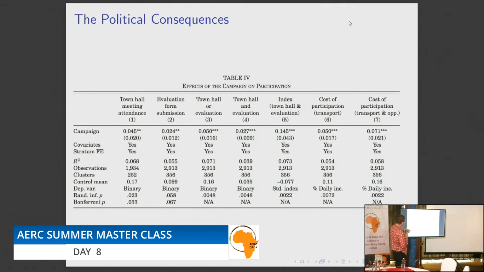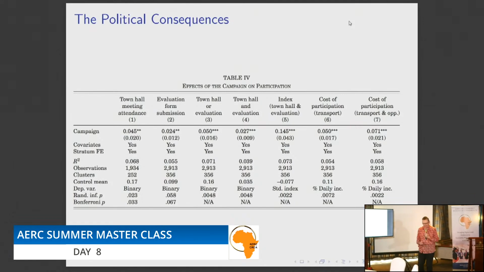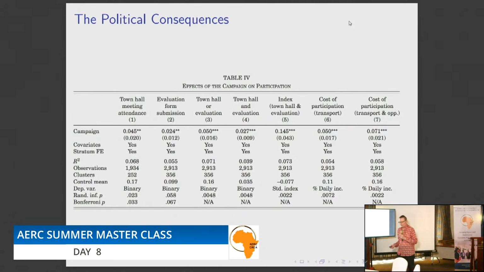So what this shows is that if you're in the treated area, so if you're subject to this tax campaign, you're significantly more likely to show up at the town hall meeting, and you're significantly more likely to go and submit a form and put it in this box complaining about whatever. I'll show you some data in a minute. That's very consistent with this hypothesis. It's a big hypothesis in political science that taxation kind of breeds representation.